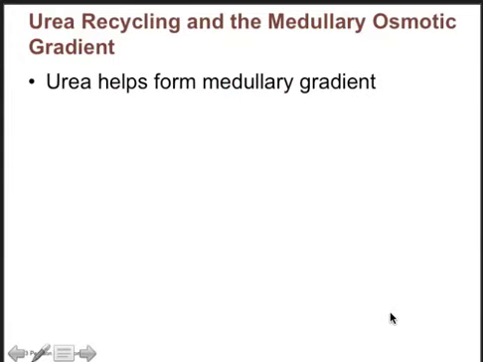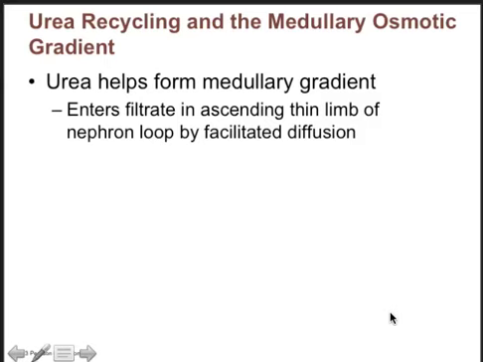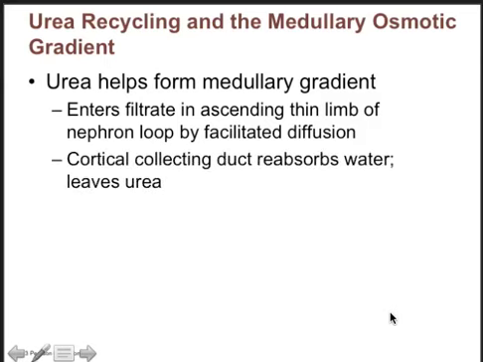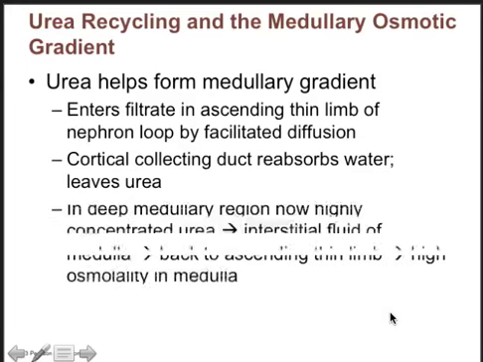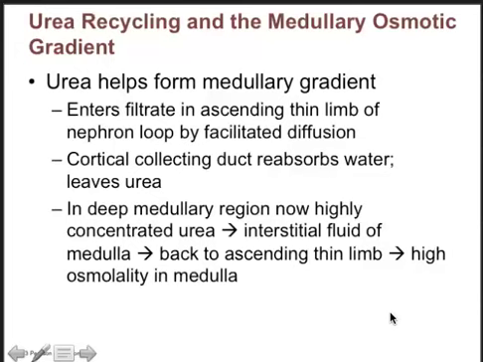Urea helps form the medullary gradient. It enters the filtrate in the ascending thin limb of the nephron loop by facilitated diffusion. The cortical collecting duct reabsorbs water and leaves urea behind. In the deep medullary region, a highly concentrated solution of urea leads to the interstitial fluid of the medulla, which leads back to the ascending thin limb, which results in a high osmolality deep in the medulla. Okay, so the bottom line again is that it contributes to the osmotic gradient. The osmotic gradient increases the deeper in the medulla you go.